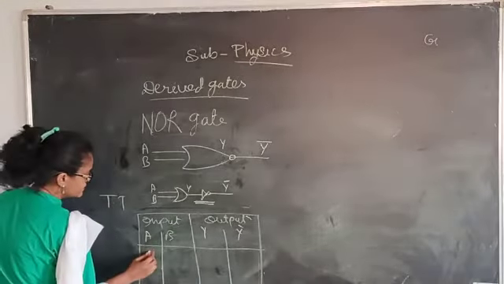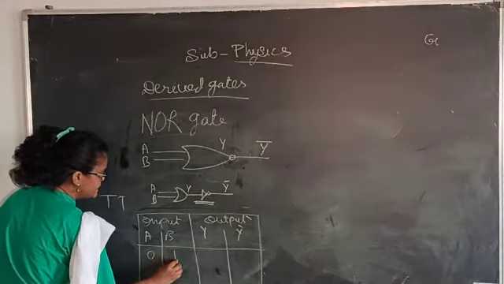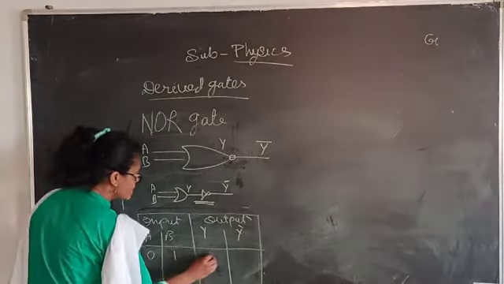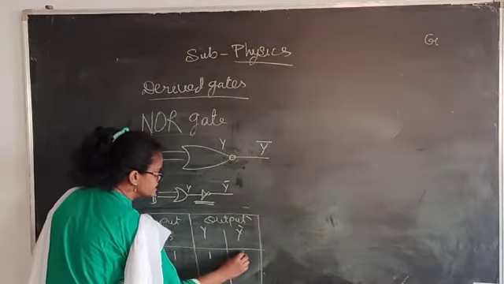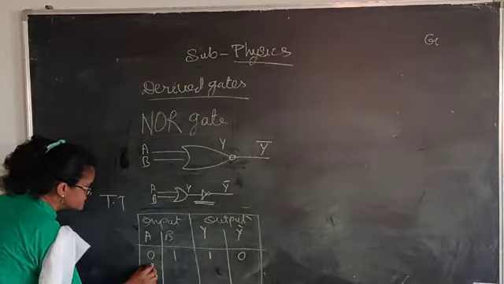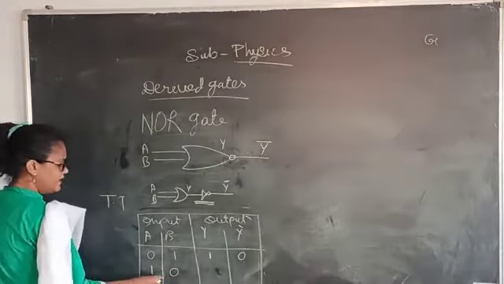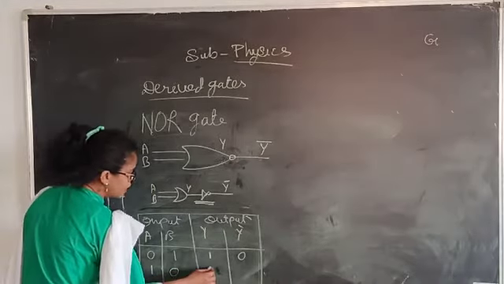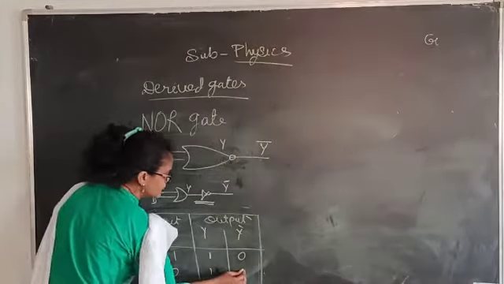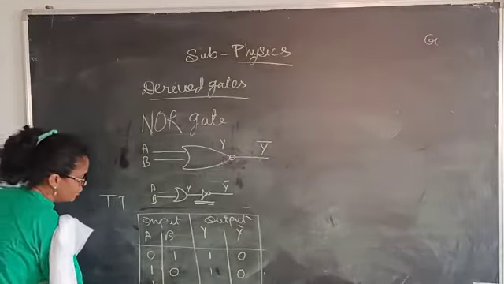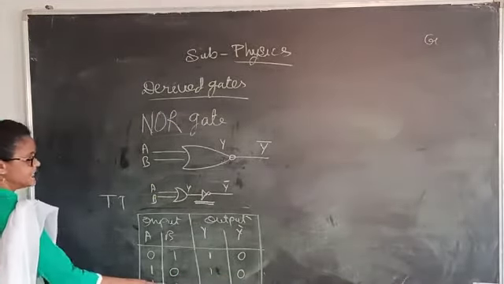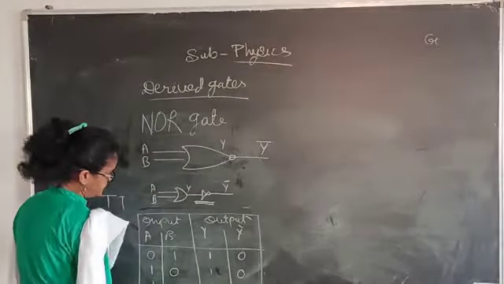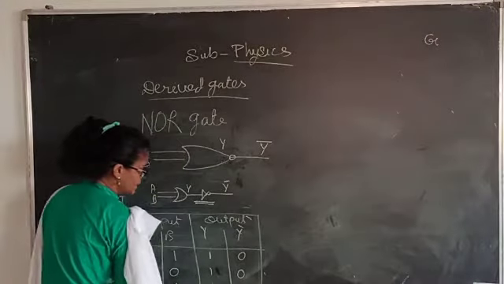Suppose A is 0 and B is 1. What is the output of OR? 0 and 1 gives 1, and its negation is 0. Suppose it is 1 and 0. Again, if any one of the inputs is high, the output of OR is high and its negation will be low. If both the inputs are 1, that is high, then the output for OR is again high and its negation will be 0.